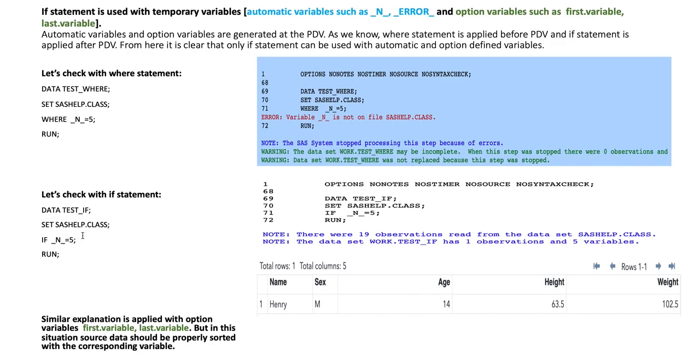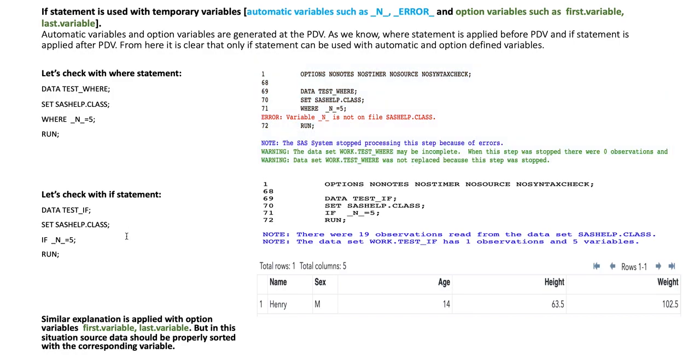When we check the second set of code, the if statement, we are using the same data set source. If _N_ equals 5, that means we are trying to pull the fifth record. When we run the second set of code, then the log is obtained in this highlighted part.